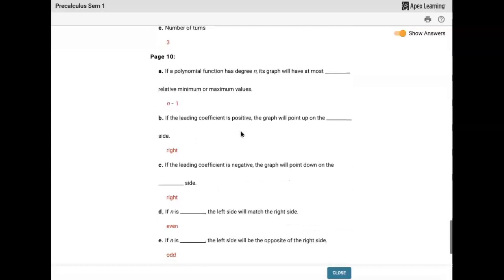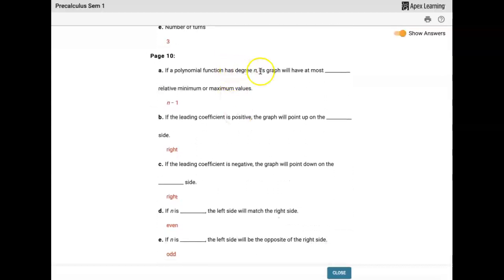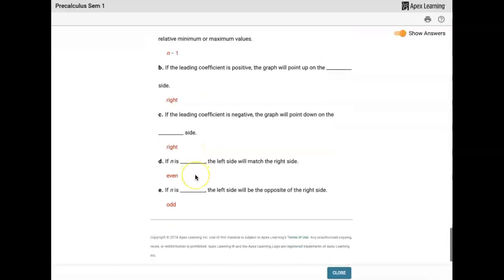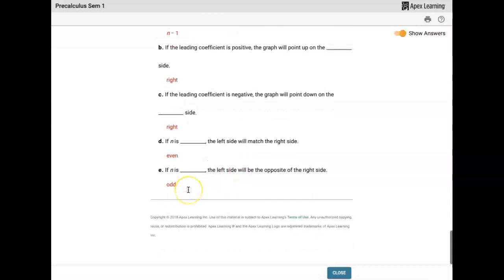All right. If a polynomial has a degree of n, its graph will have at most n minus 1 turns. If the leading coefficient is positive, the graph will point up on the right side. Okay, if that's negative, it's going to point down on the right side. And if n is even, the left side will match the right side. And if n is odd, they will be opposites of each other.